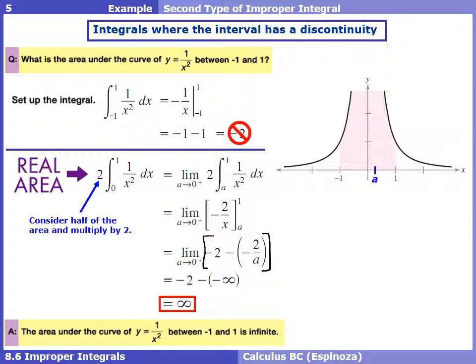Again, the area under the curve of 1 over x squared between negative 1 and 1 is infinite. So to round out the answer here, or to make a conclusion based on the answer that we're getting, we can say that this integral diverges because it does not approach a specific number. We're not getting any sort of finite number here, so this integral diverges because its area is equal to infinity.